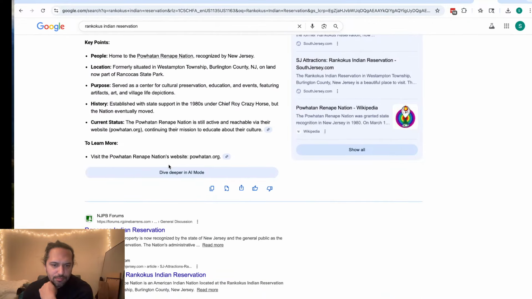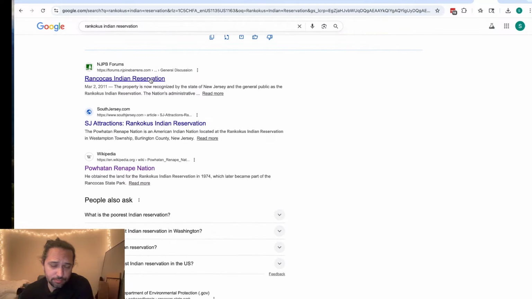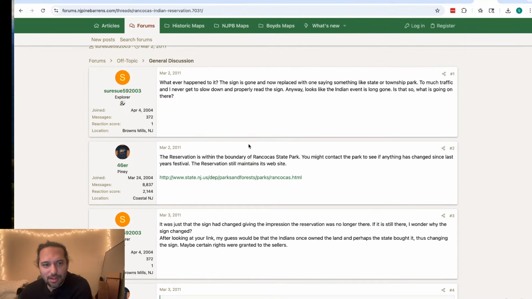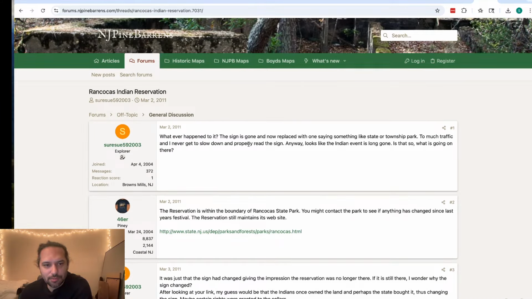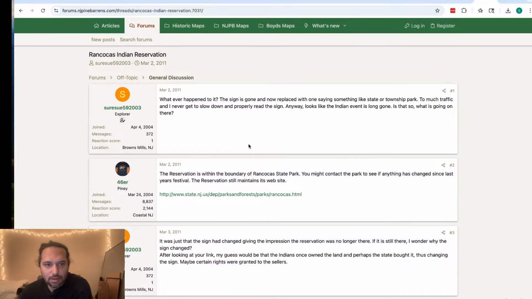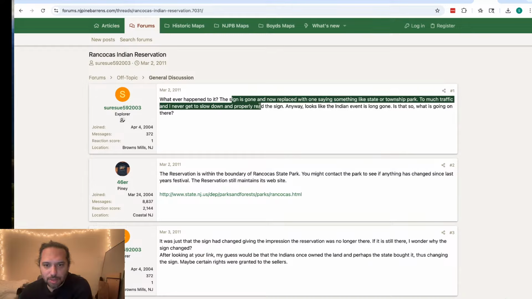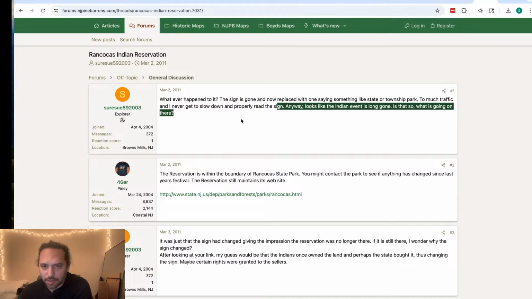Interesting. It's now recognized by the state of New Jersey, but the general public. Okay. See, this is the thing. Oh, look at this. An old forum. I love this stuff. 2011. Whatever happened to it? The sign is gone and now replaced with one saying something like state or township park. Too much traffic, and I never get to slow down, probably read the sign anyway. It looks like the Indian event is long gone. Is that so? What is going on there? The reservation is within the boundary of Rancocas State Park. You might contact the park to see if anything has changed since last year's festival.